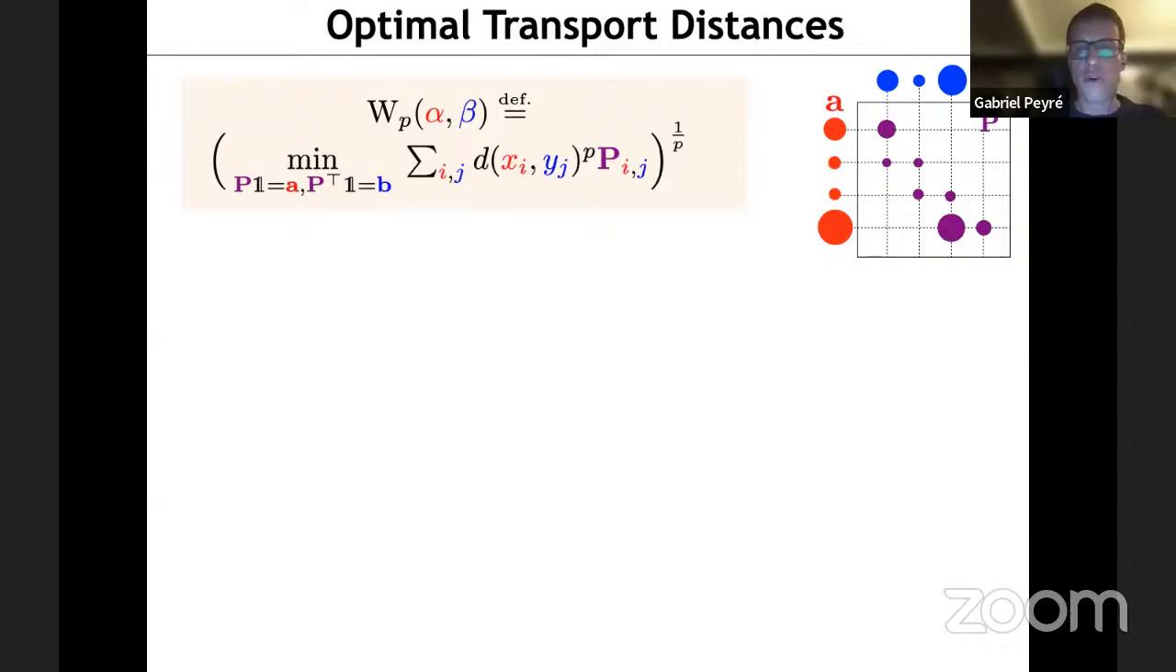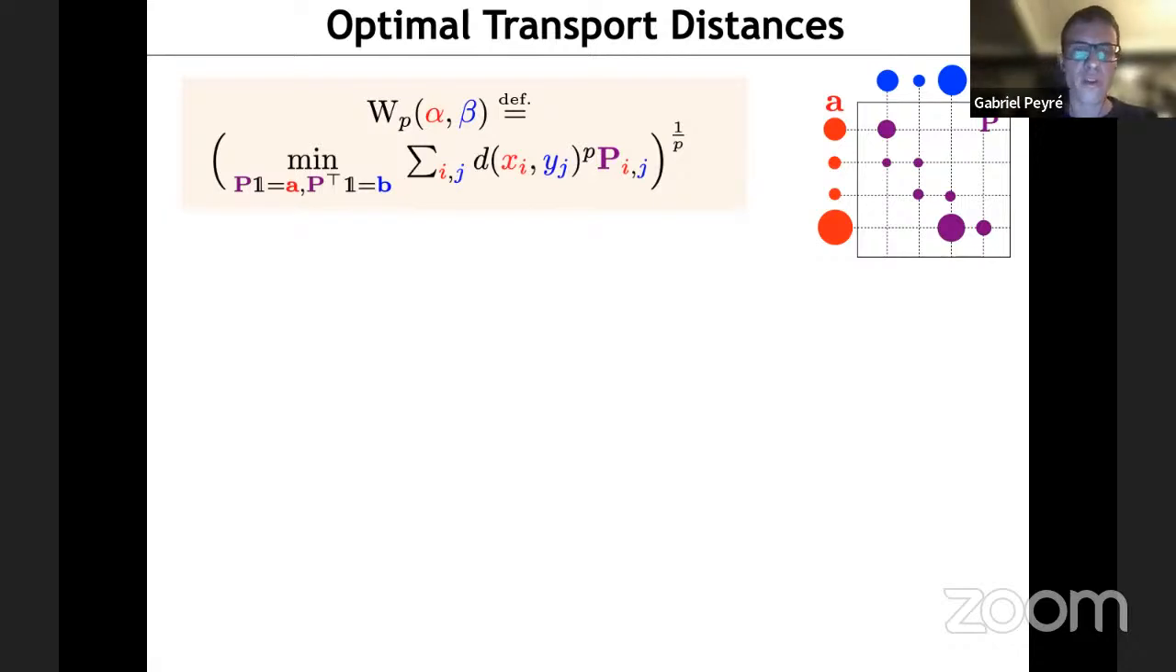So what's the big deal with this? First of all, it gives you a transport matrix, which is cool if you want to do interpolation or assignment, which is of course quite interesting for economic applications. But I think the reason why we are here today is that it's more than this. It's really defining a notion of distance. The way to see this is, if you take the optimal cost induced by this problem and raise it to the power 1 over p, you get a distance, which is often called the Wasserstein distance.